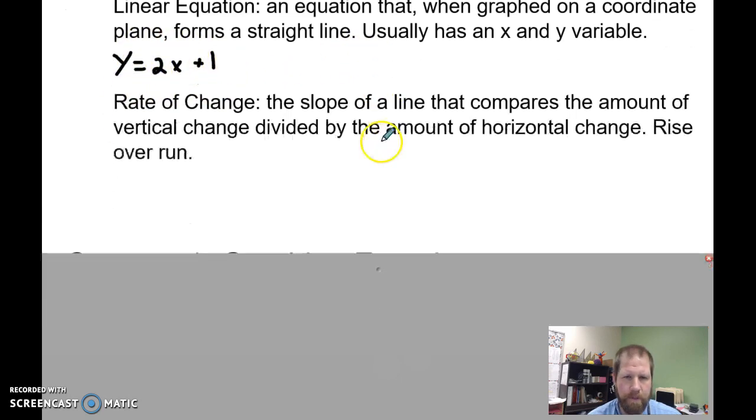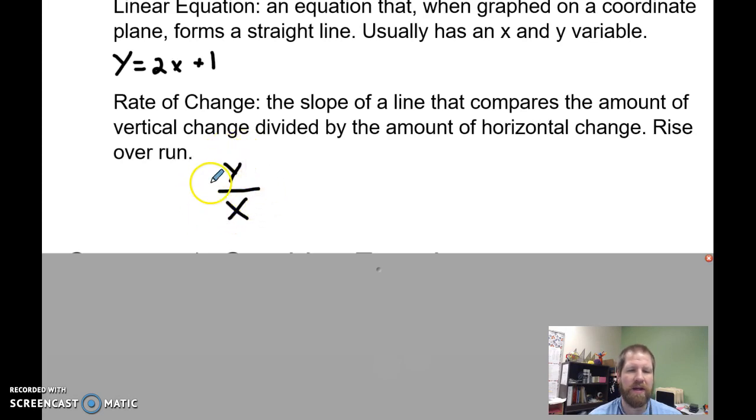Okay. Now, rate of change. Rate of change is the slope of a line, the slope of a linear equation, and basically it's a fraction with the vertical change over the horizontal change. This is also known as rise over run. You might hear me say that a lot. So our rise is going to be our change in y over our change in x.